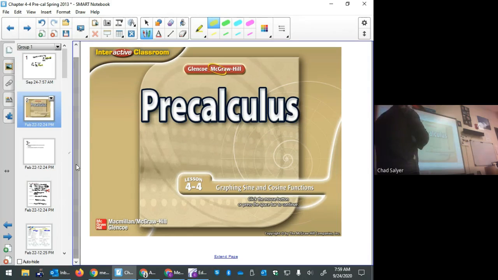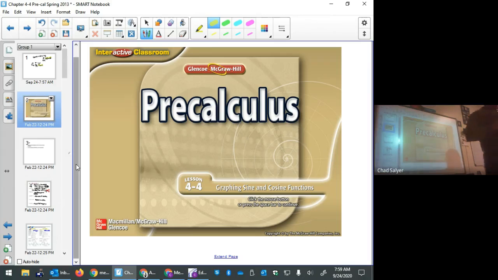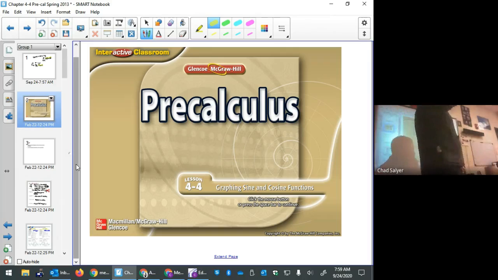Okay, so 4.4, graphing sine and cosine functions. Do you guys have a go-to doodle? You know, something you draw on the margins of a paper whenever you're bored, or is that kind of a thing of the past, I guess? The new doodle is the phone, I suppose. Anyway, back in my day, when we were bored, we would doodle on paper.